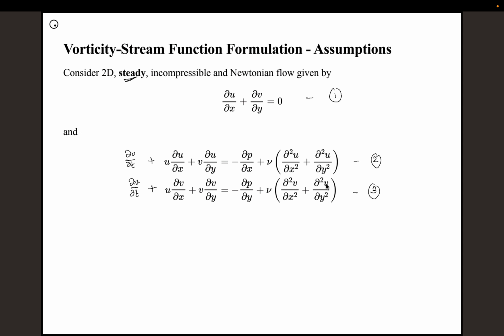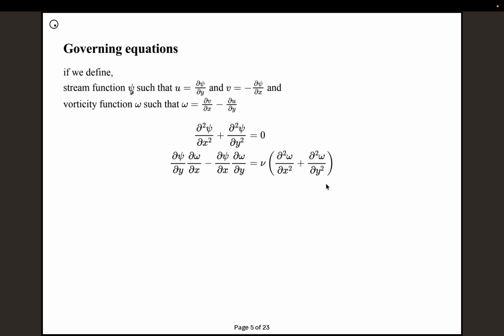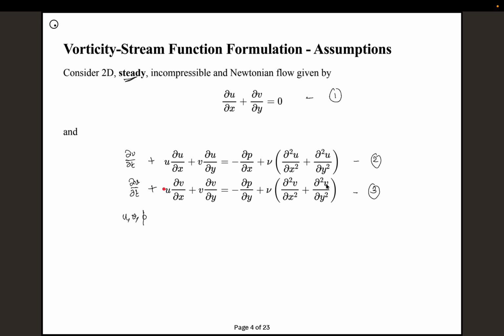The idea now is we have three variables here, u, v, and p. So three unknowns and three equations that we are trying to solve. What we try to do now is a transformation where we define two new variables, psi and omega, where psi is defined as a stream function given by u equals del psi del y and v equals minus del psi del x, and the vorticity omega is given by del v del x minus del u del y.